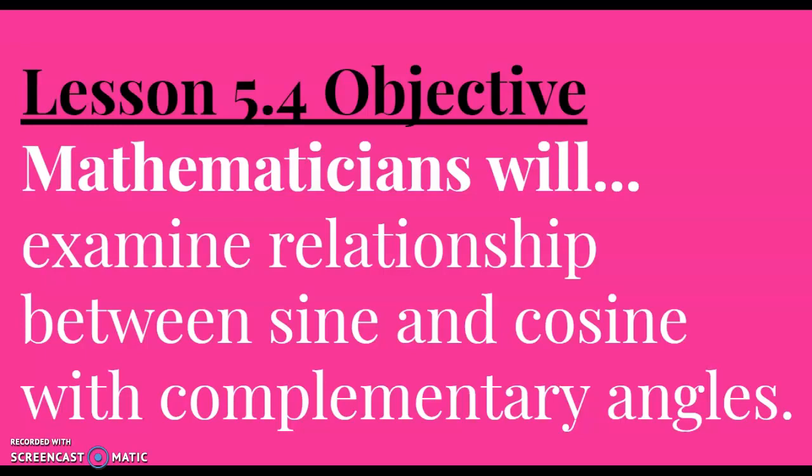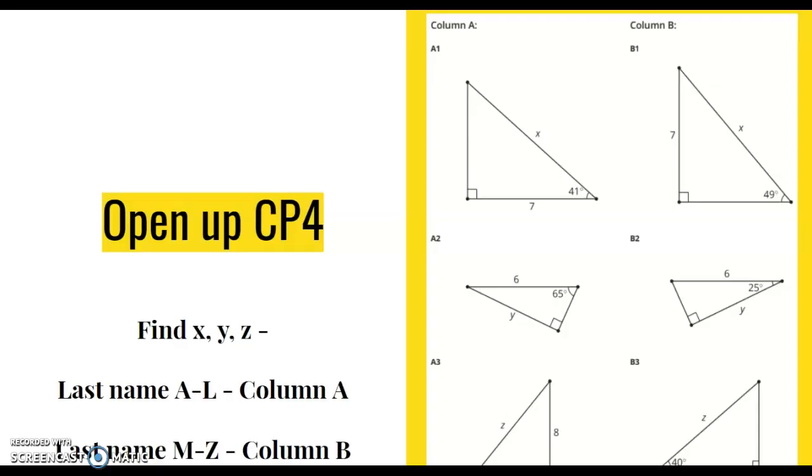So, if you missed class, we worked on checkpoint 4. At the start, students with last names A through L solved for X, Y, and Z in column A, and students with last names M through Z solved in column B. Try your best to solve one column for X, Y, and Z, and pause the video. Now you're back.